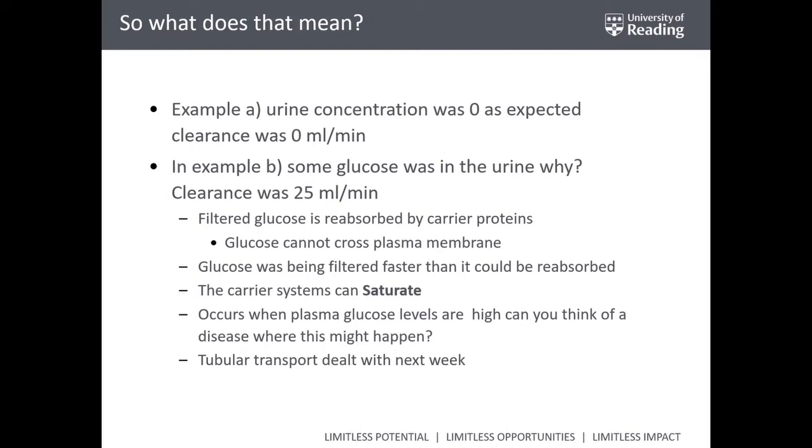But what is important is that you basically know the concept of clearance as the ratio between plasma concentration, urine concentration, and the volume of renal plasma flow. Don't worry if you don't get it straight away. We're going to have a whole workshop on this where you can exercise your abilities, and you're going to get it.